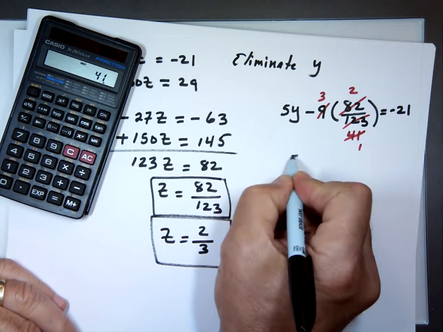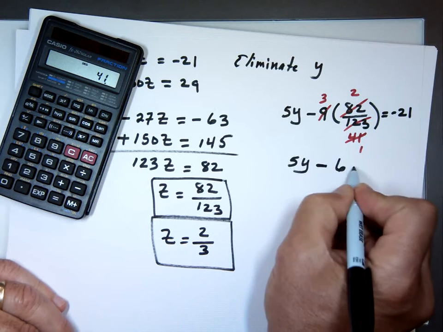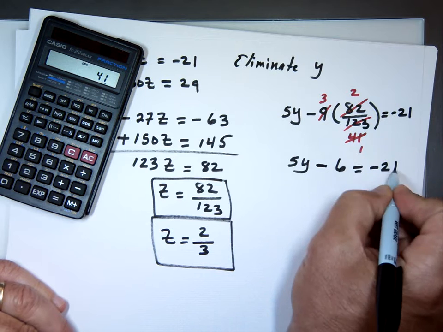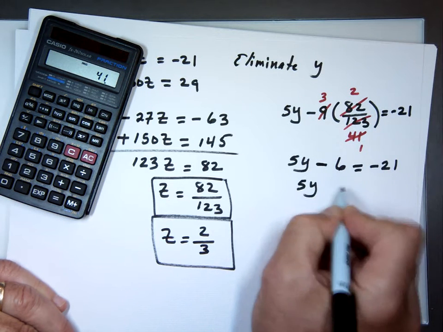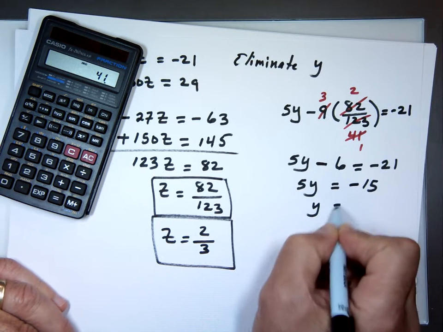So 5y minus 3 times 2, which is 6, equals negative 21. 5y equals what? Negative 15. Y equals negative 3.